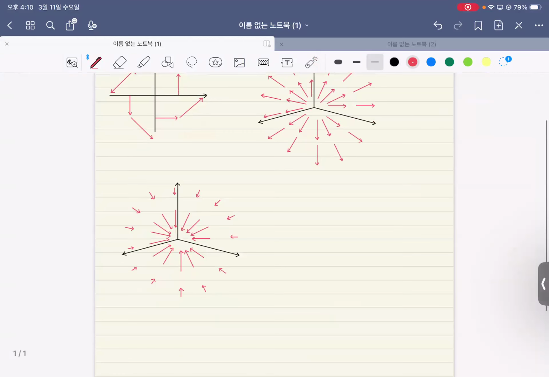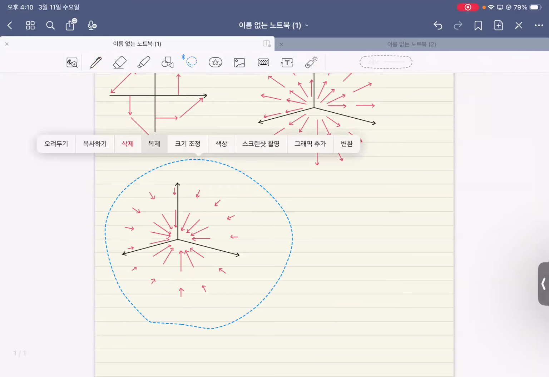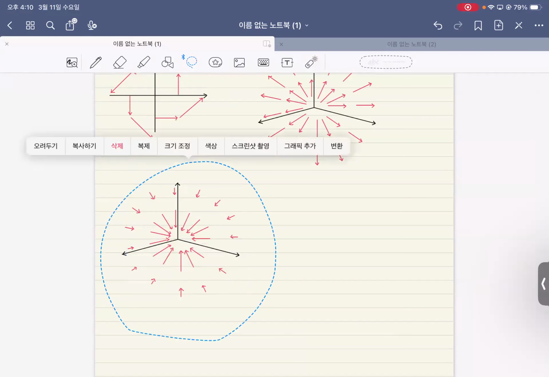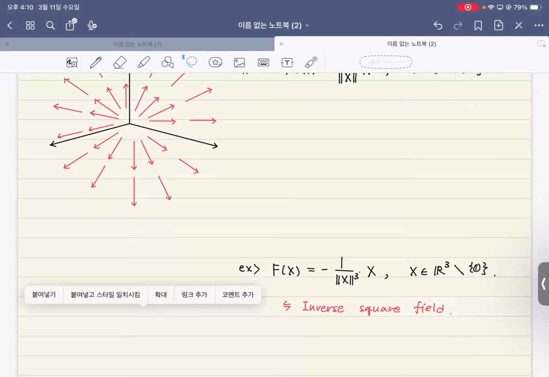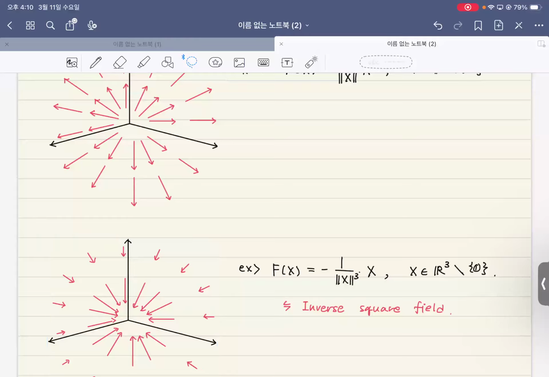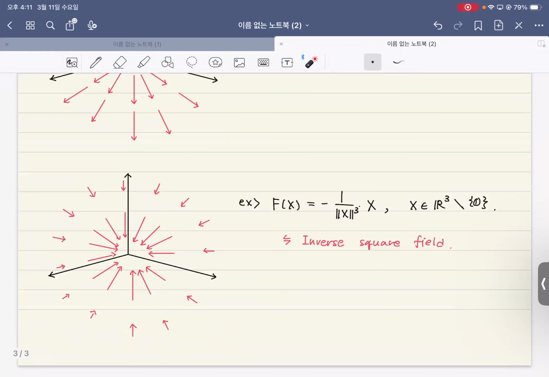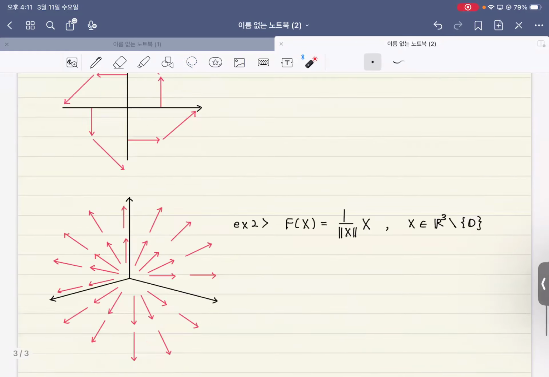And I try to draw the picture of that, which should look like this. All these vectors are now pointing towards the origin. But as I get far from the origin, the length of the vectors is clearly decreasing, right? Okay, good.